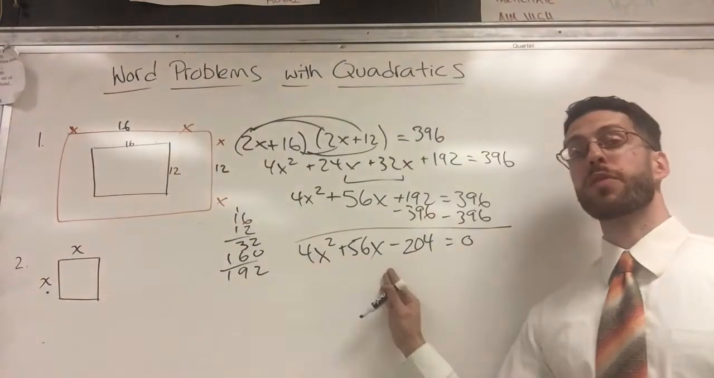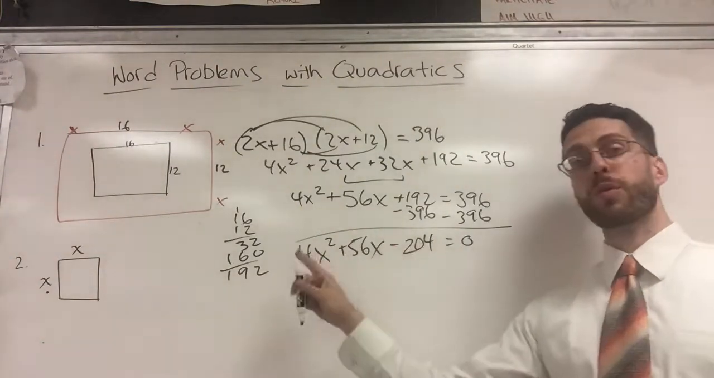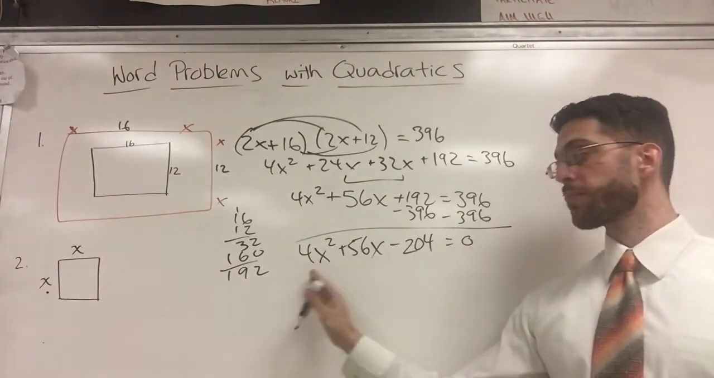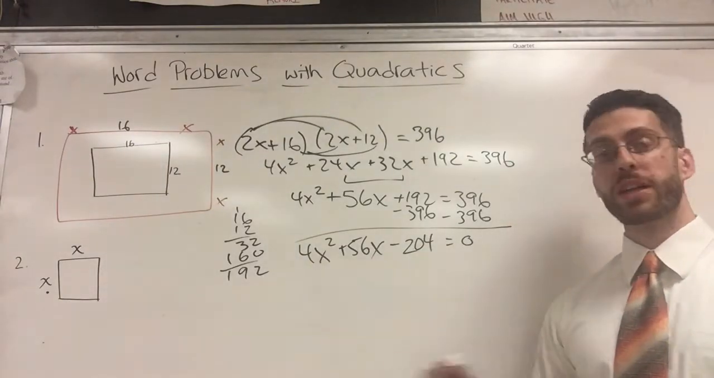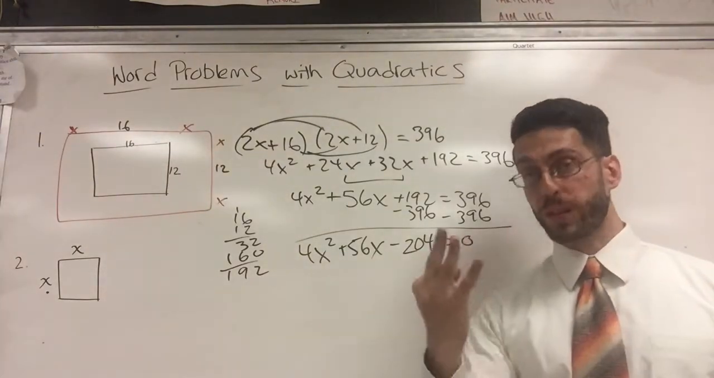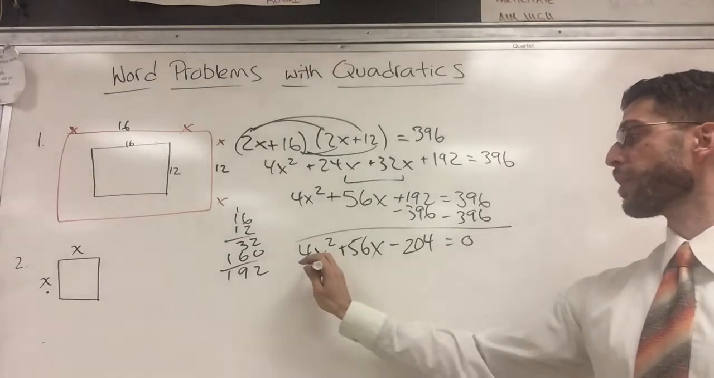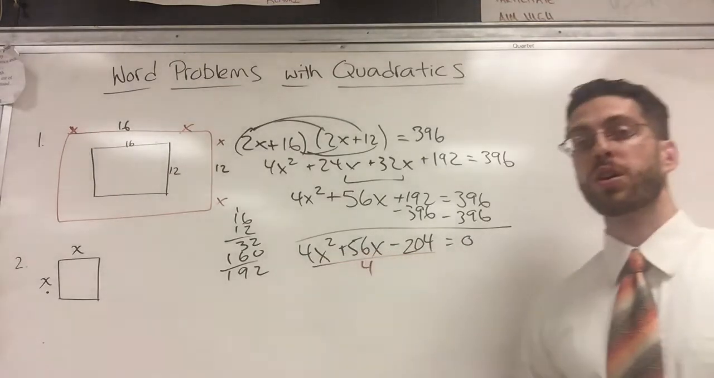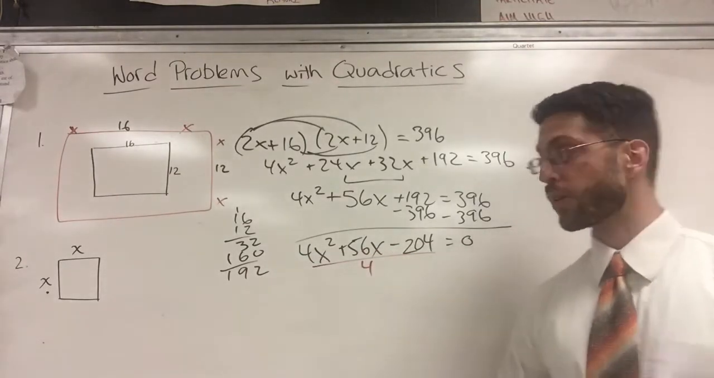Now I'm going to look for a GCF, a greatest common factor, so I can avoid doing rainbow because I think I can make this even easier. My greatest common factor, is there a number that goes into all three terms? I'm hoping that they're all divisible by 4. So I'll factor out, or I'll divide out 4 here.